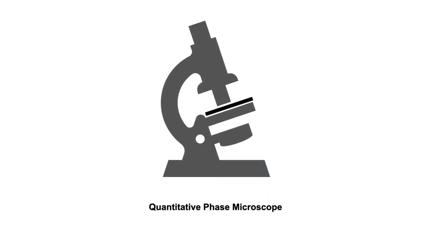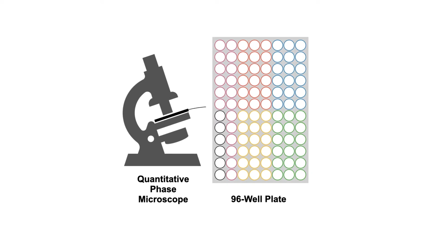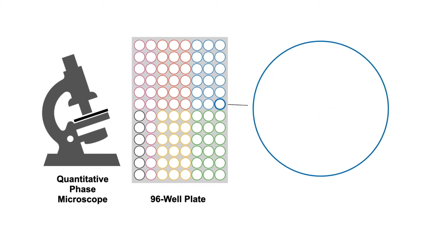Quantitative phase microscopes measure how much light slows down as it passes through cells. This can be used to derive the mass of cells. To measure many different experimental conditions at once, our collaborators place cells on a plate with many wells and expose each well to different drugs at different concentrations. Here, color represents these different drugs. They then take images at multiple locations within each well.